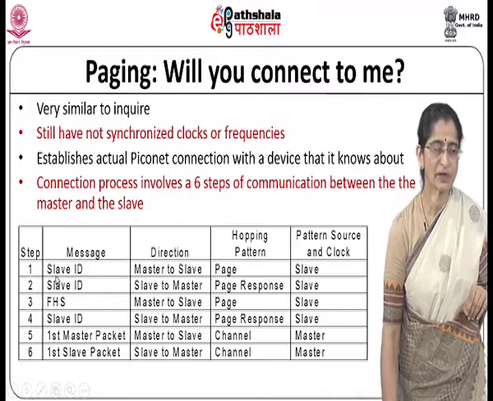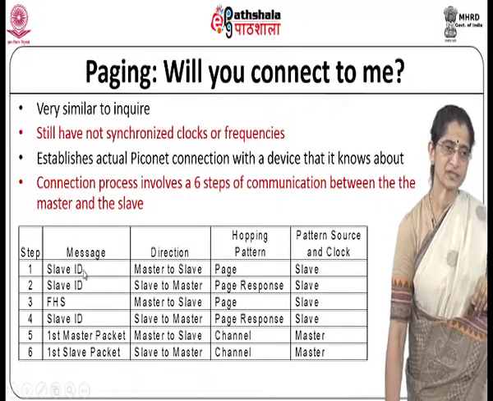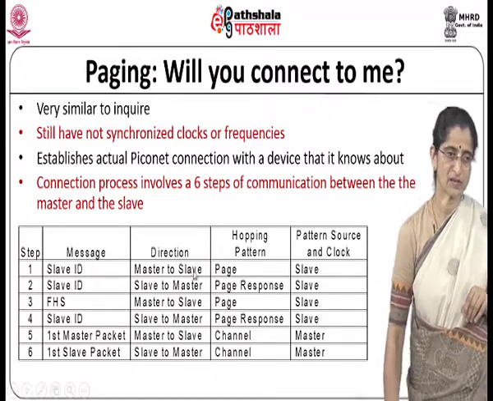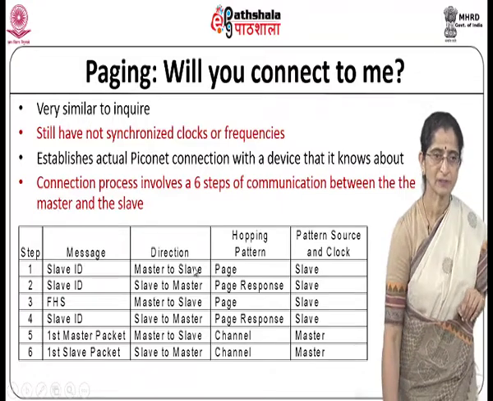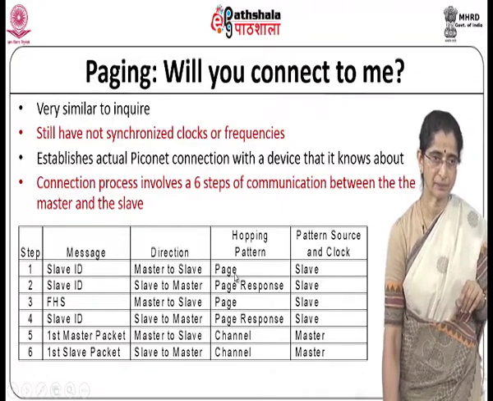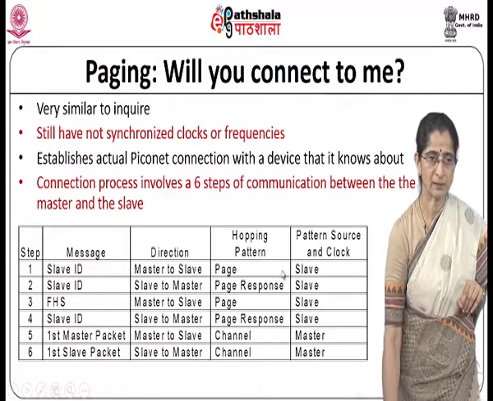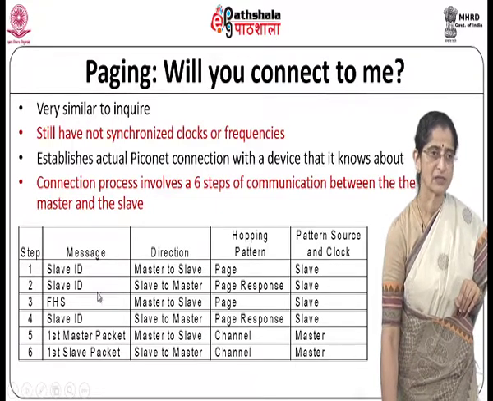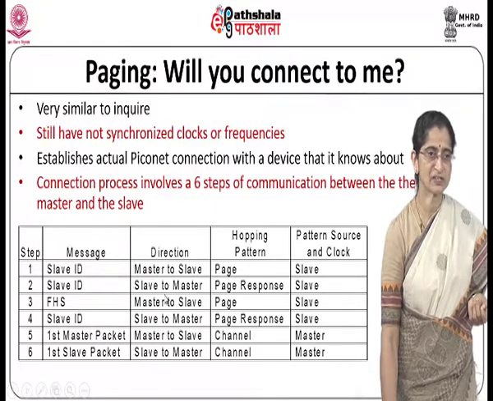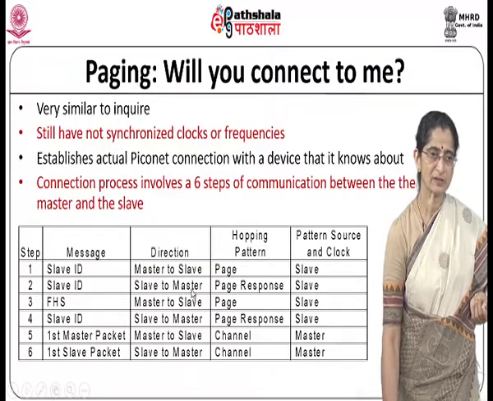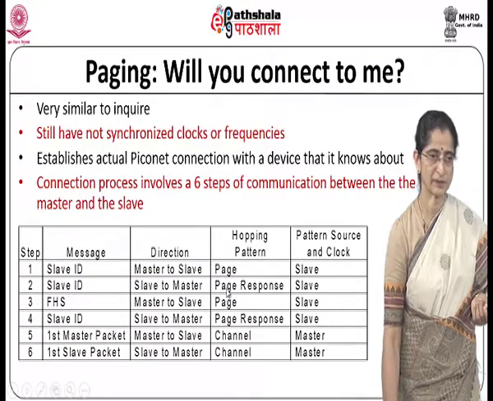So the first step is where a message which consists of the slave ID is sent from the master to the slave. Okay. So it uses the hopping pattern of the page, and the pattern source and clock are that of the slave. Similarly, you have another slave ID sent from the slave to the master. Okay, it's a response, page response. You have a page and you have a page response.